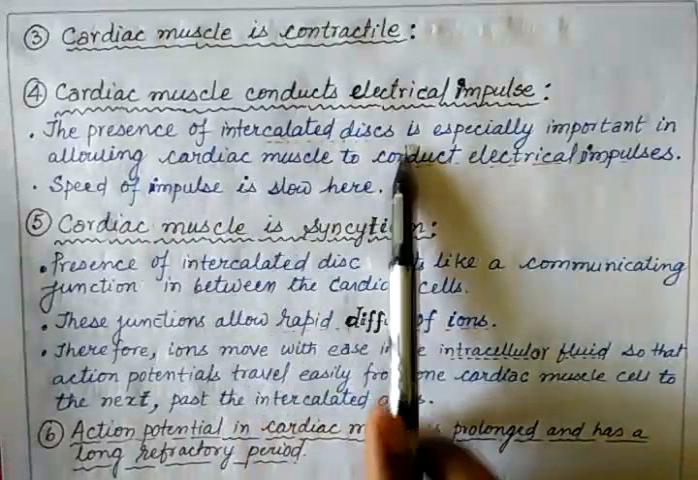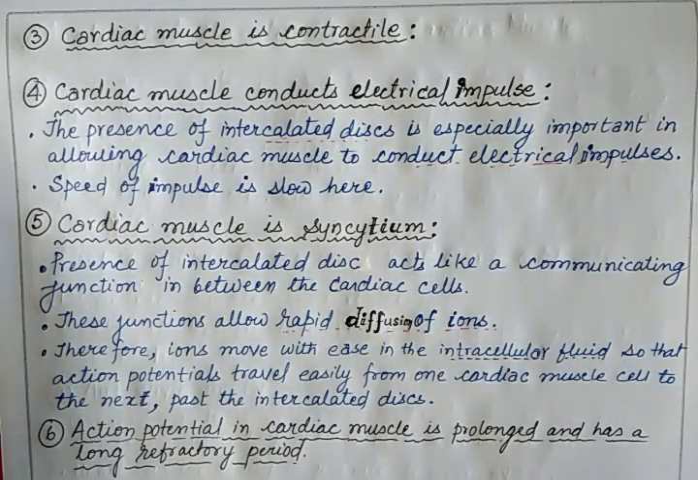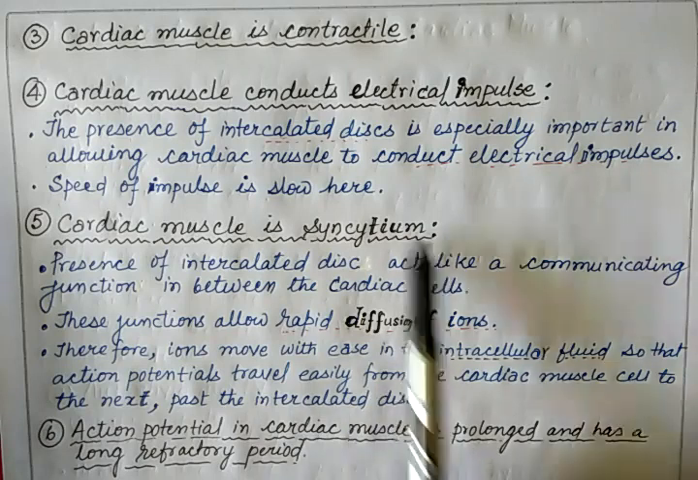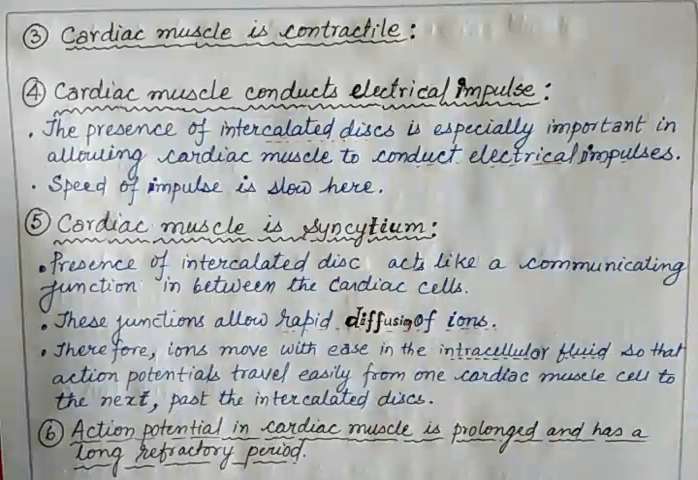So the presence of the intercalated disc helps in the transmission of the electrical current that is generated by the SAN in all the muscle fibers immediately, so that as a whole the heart can contract and relax. That is written here.